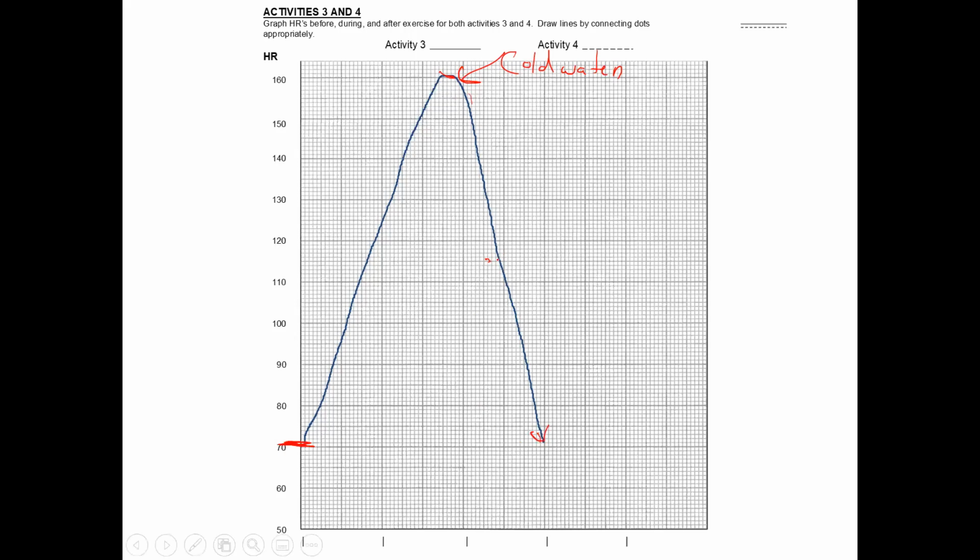So you overlap those and you can see the difference in time. This is basically where the heart rate went to 160, and this is the amount of time it took with the cold water, and this is the amount of time it took with the warm or normal circumstance. So there's a big difference right in here.